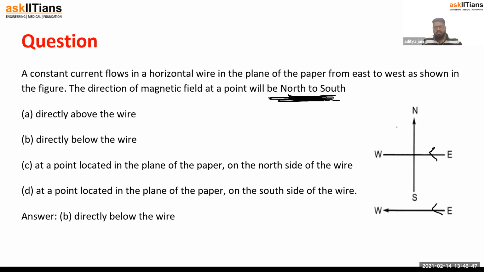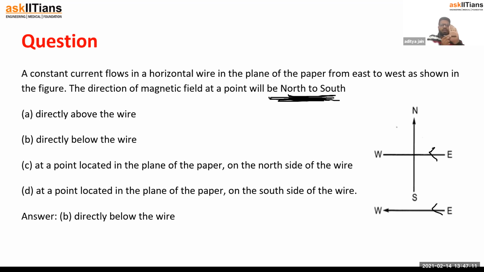So we will use the right hand thumb rule. Suppose we are aligning along the direction of current, because current is flowing from east to west. So the thumb will be like this, and the curl of the fingers is like this. If this is the wire, this is east, this is west, then this will be north, this will be south. Yes or no? East, west, north, south.